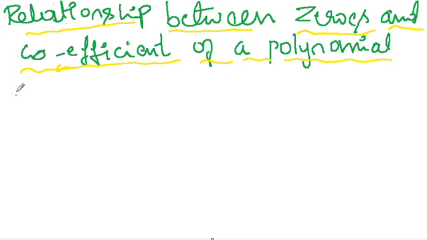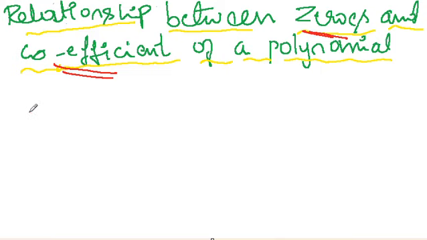In today's class, I'm going to explain the relationship between zeros and the coefficients of the polynomial. So you already know the different types of polynomial, as well as what we mean by zeros being solutions of the polynomial. Here, what is the relationship between these zeros and the coefficients of the polynomial?